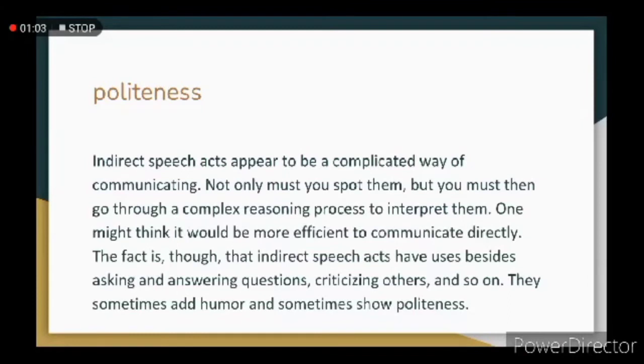Politeness. Indirect speech acts appear to be a complicated way of communicating. Not only must you spot them, but you must then go through a complex reasoning process to interpret them. One might think it would be more efficient to communicate directly. The fact is, though, that indirect speech acts have uses besides asking and answering questions, criticizing others, and so on. They sometimes add humor and sometimes show politeness.